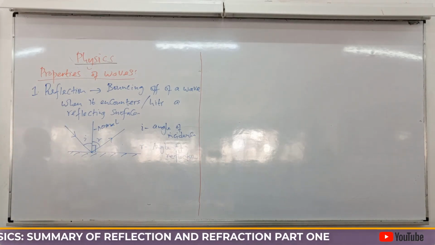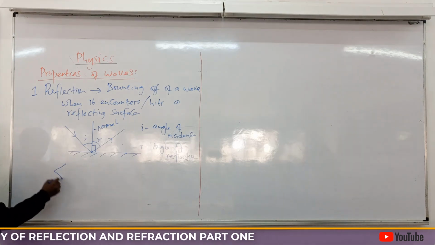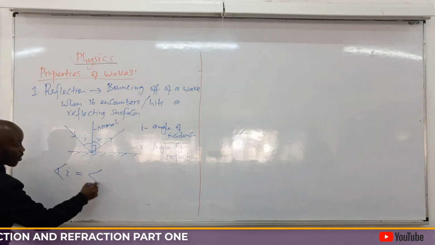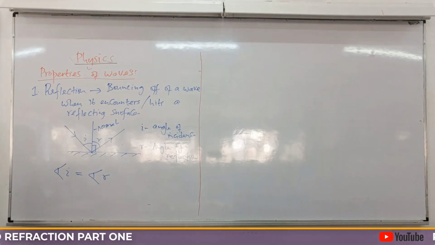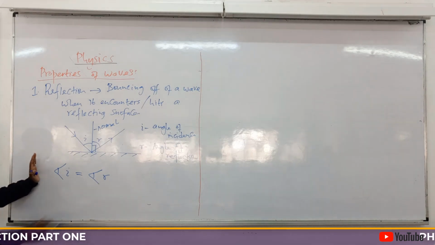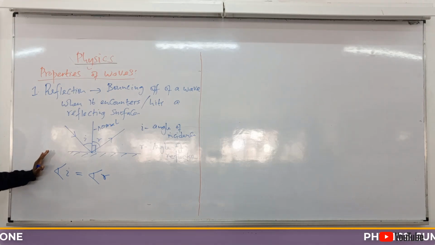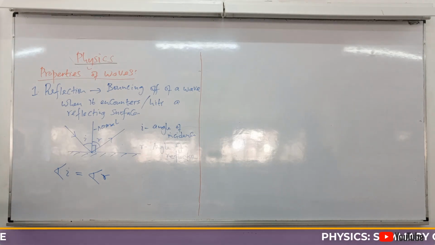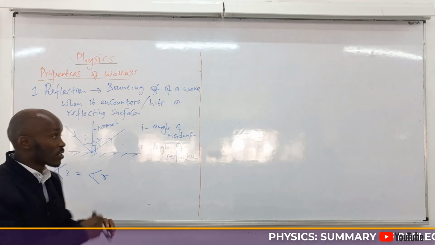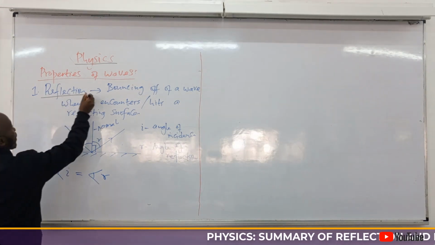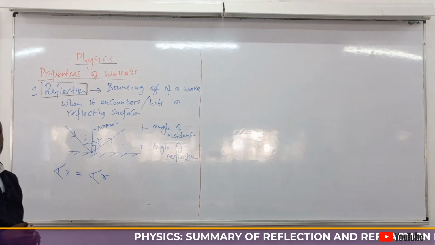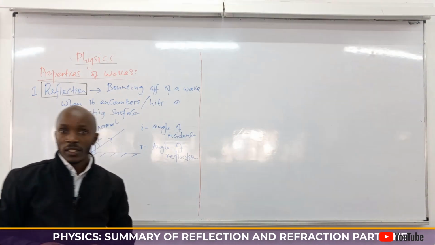Now, one of the most important things to remember is that the angle of incidence is equal to the angle of reflection. And this one, we call it the basic law of reflection. All right? So that is the first property of waves that we must have covered. That is reflection.